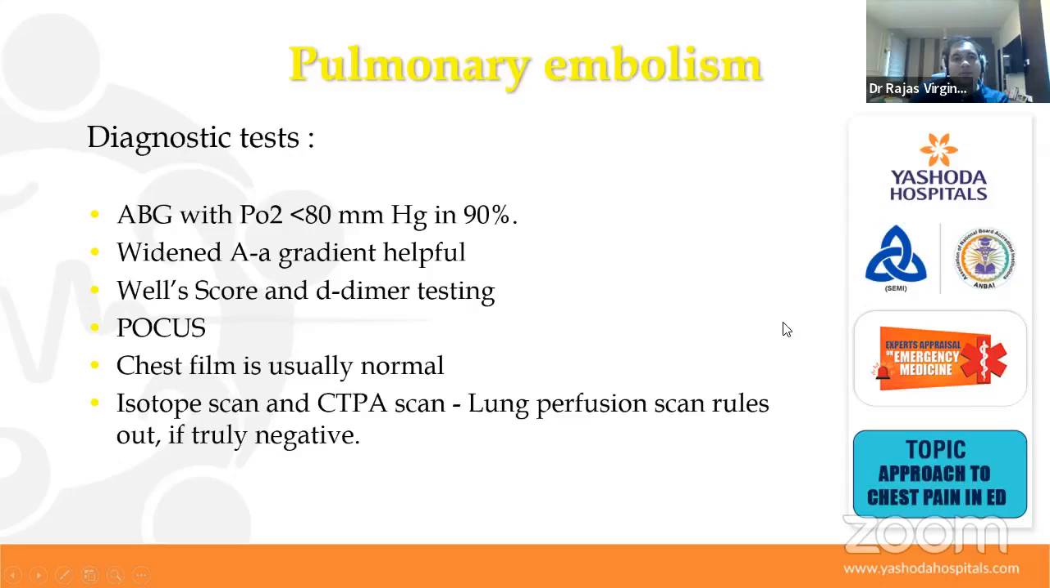In pulmonary embolism, generally you will see a V/Q gradient. Wells score and D-dimer testing are very useful. We can also do a point of care ultrasound. Chest film is normally used to rule out any other cause or any other lung pathology like pneumonia or a pneumothorax, in which case you can proceed to a CTPA scan.